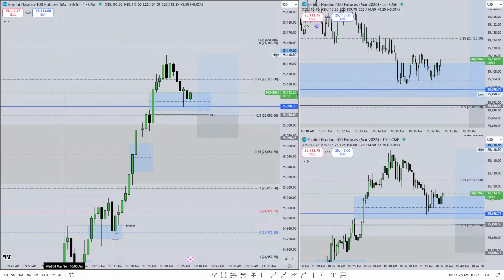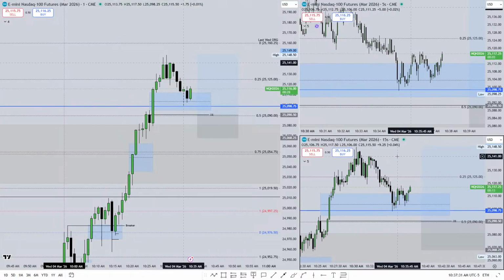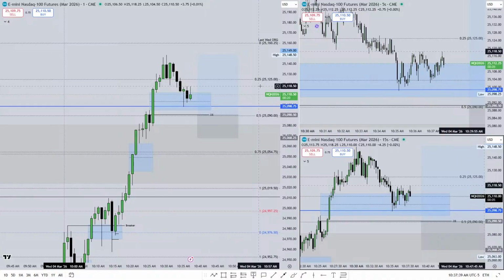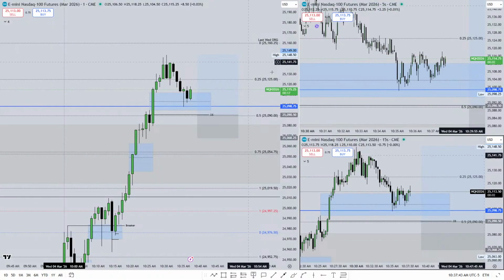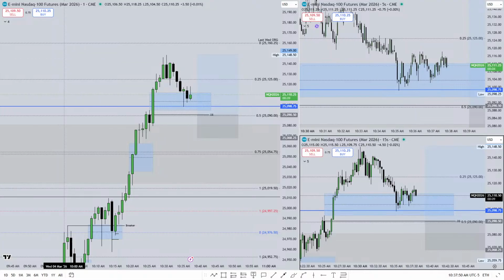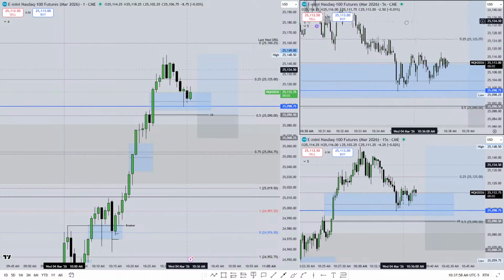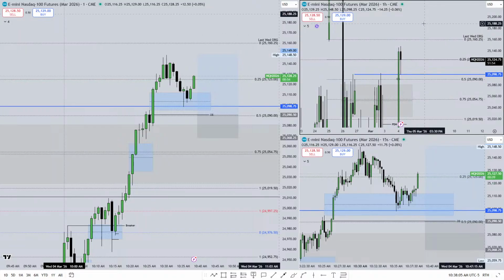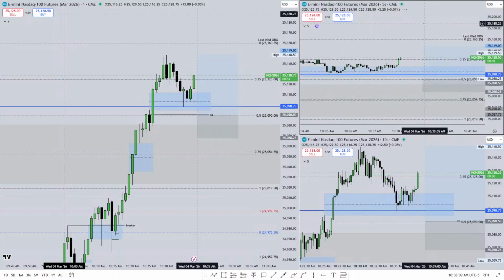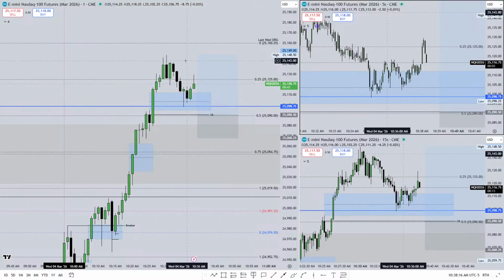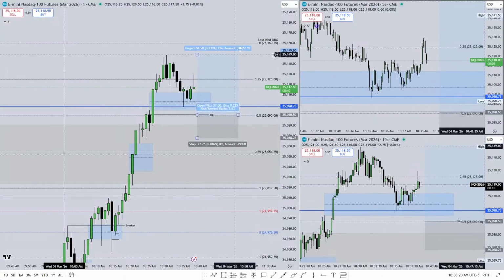See if we could poke the high one last time. Got some equal highs. I wouldn't trust that. I think it's going to end up making some more smoothness up there.